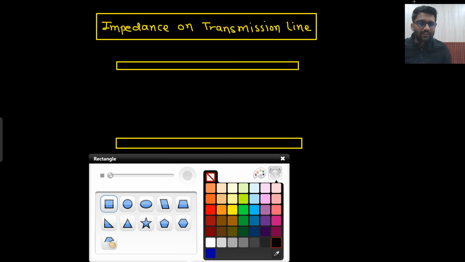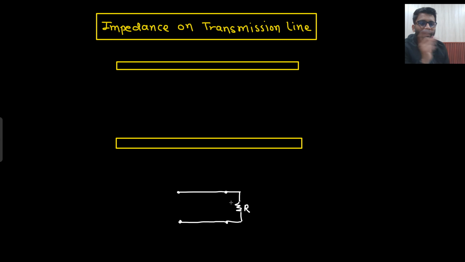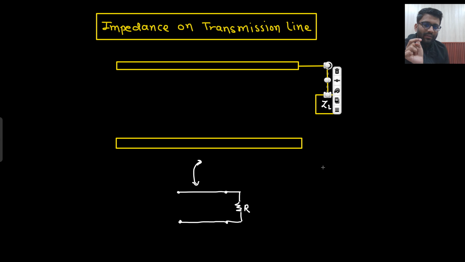What I was saying, in network analysis, this was my wire. At the load of the wire, I am connecting a resistance R. So here also these are two wires only. But this wire and this wire both are different. What is the difference? That I will tell you. Here also I am connecting a load. That load I am calling ZL. So here at the end of the transmission line, I have connected a load.